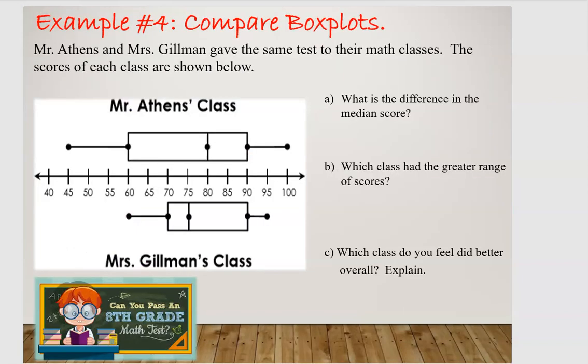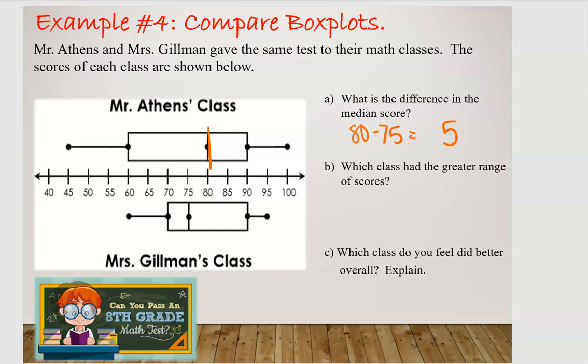Here we have another example of comparing. Mr. Athens and Mrs. Gilman gave the same test, and here are the scores. What's the difference in the median scores? So Mr. Athens, his median was at 80, and Mrs. Gilman's was at 75. So the difference in the median is 80 minus 75, which is a difference of 5 points.